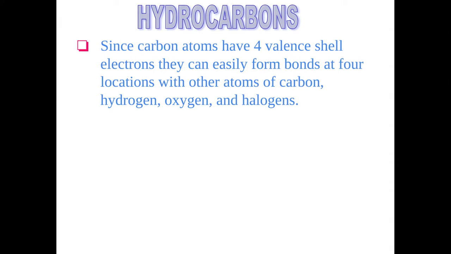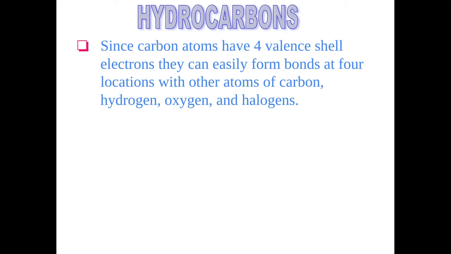The introduction is in the name. So hydrocarbon. In hydro, we're talking about hydrogen. Carbons, we're talking about carbon. So these are compounds that have both hydrogen and carbon within them. Now, the neat thing about carbon is it's got 4 valence shell electrons, so it can easily form bonds at 4 different locations with different atoms.